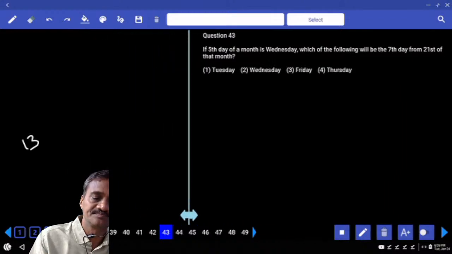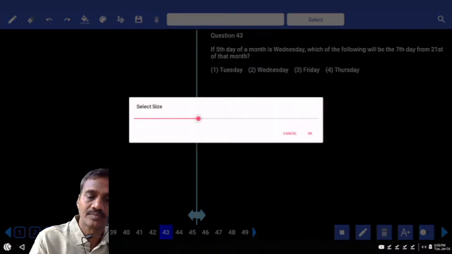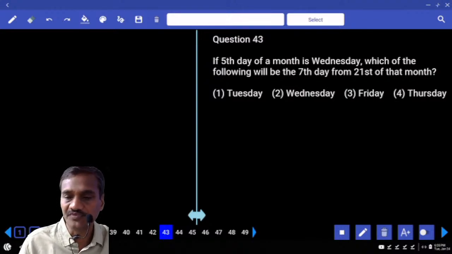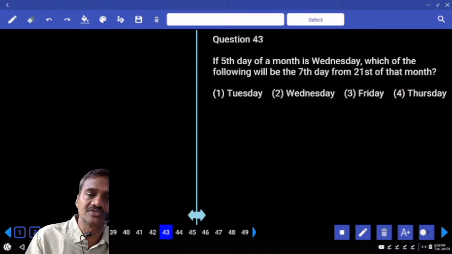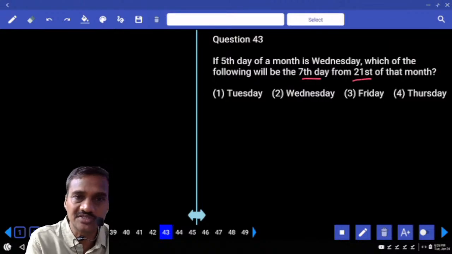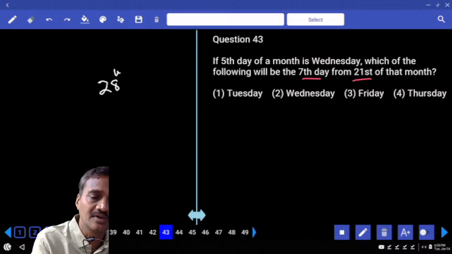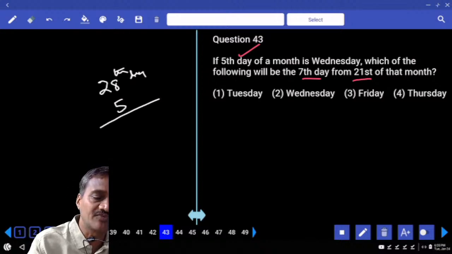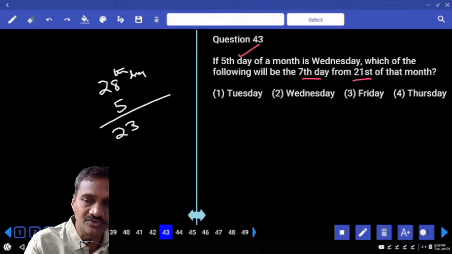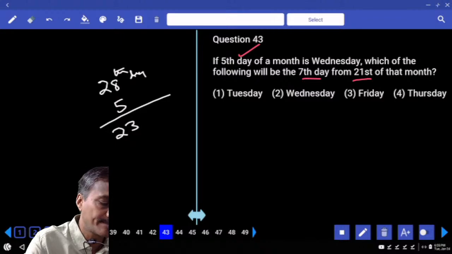Then 43. Now 43, Japan. 5th day of a month is Wednesday. Then which of the following will be 7th day from 21st of that month? The 21st of that month, 7th day from it. 21 plus 7, 28th day. Right? 28th day. What did he give us? 5th. 28th day. And if you subtract 5, the difference is how much? 23. Now 23rd day. 23 means how many odd days? 2 odd days. Now 2 days after Wednesday, that is Friday, choice 3.